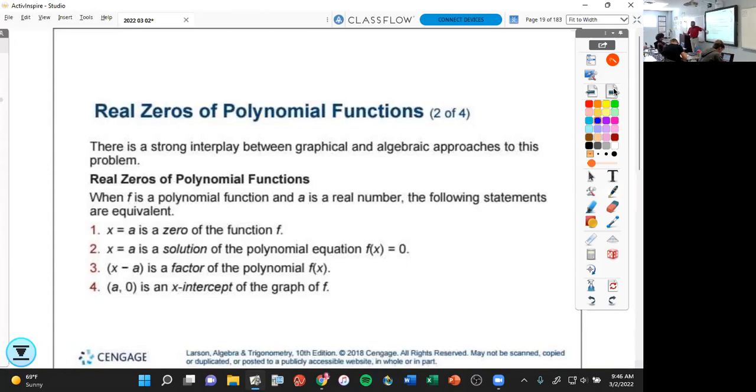X minus a is a factor of the polynomial. A comes from x minus a, because if you set x minus a equal to 0 and solve for x, you would get x equals a. Okay, so x minus a is a factor. The x-intercept is the point. A point is a coordinate of exactly where the graph crosses or touches the x-axis. So an x-intercept is a point. But notice it has an a in it, right? That is the x value of the x-intercept.